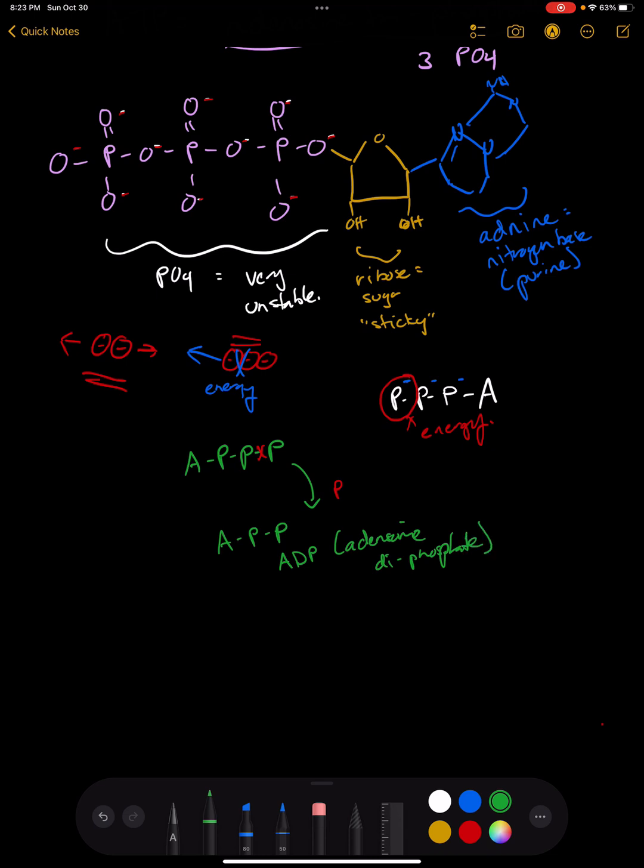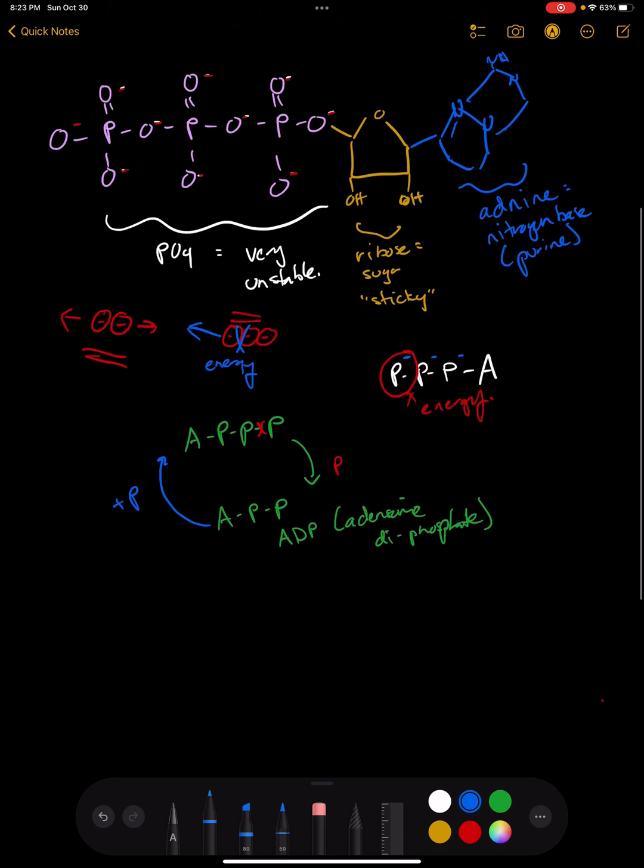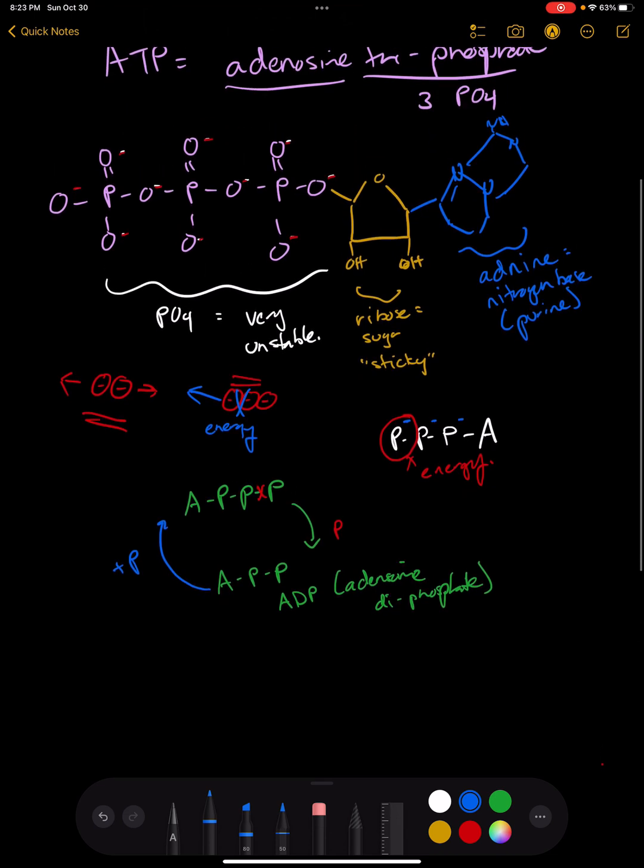Because there's only two. But because we're not a wasteful people, I can take that ADP, I can add a P to it, and I can get back to ATP. And that's how I'm going to recycle my energy really fast. But take home message, because these phosphates are so negative, they want to be repelled, and so this guy is the easiest one to break off.